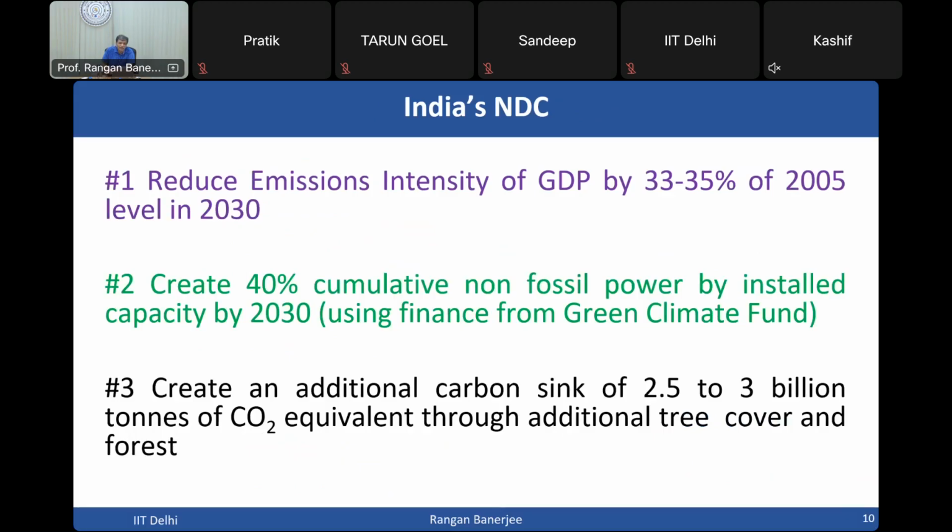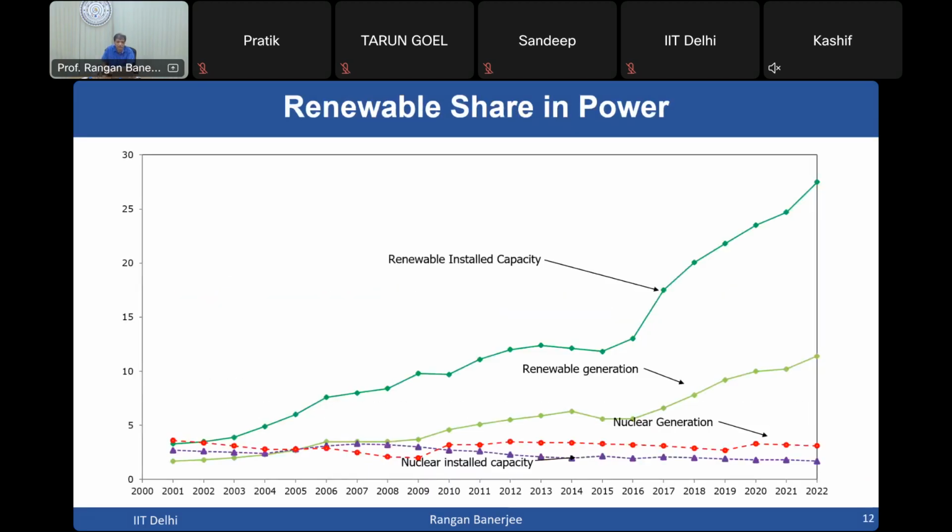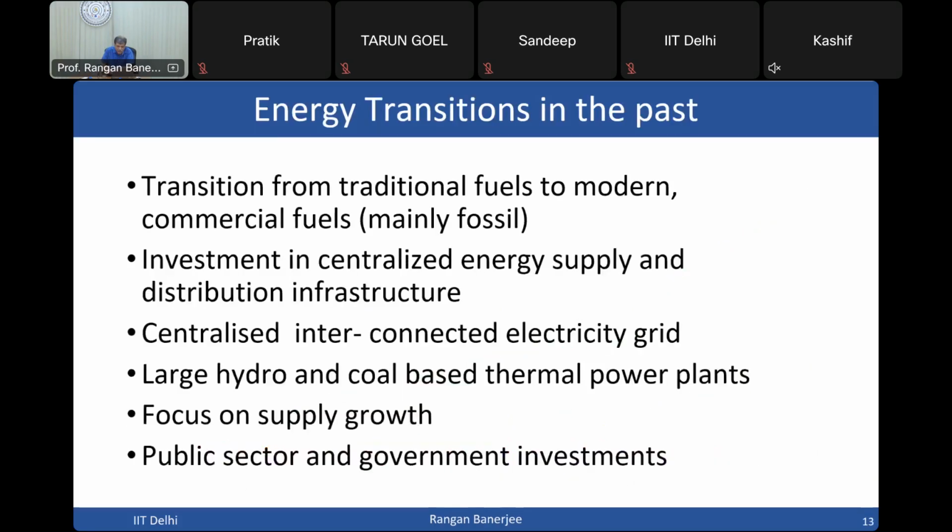We did discuss in the class our Paris commitments, and you know that after Paris, in Glasgow at COP26, our Prime Minister Modi enhanced those commitments to talk about 500 gigawatts of non-fossil power, and also that 50% of our energy mix would be based on renewables. We also decided that we would achieve net zero carbon dioxide emissions by 2070. And you can see the renewable installed capacity. You have seen this graph also in the class, and you can see the capacity and generation growing significantly.